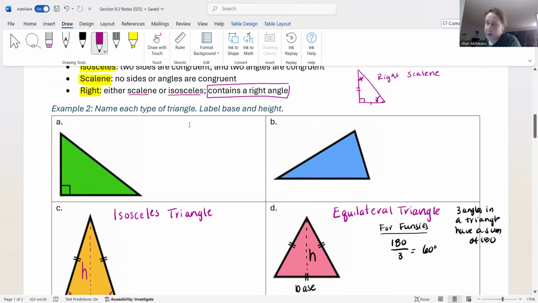Now, the third type of triangle we talked about was the scalene triangle. And that is part B. So this is our scalene triangle. What we know about a scalene triangle is that no two sides have the same measure, no two angles have the same measure. So three different side lengths, three different angle measures.